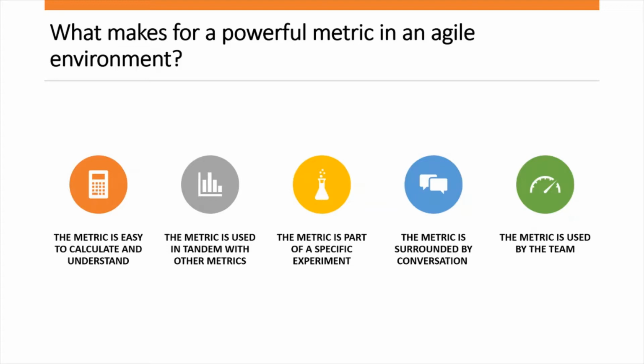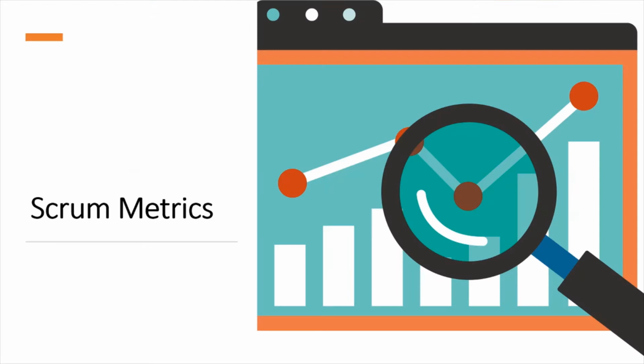And last but not least, the metric should be used by the team, which means that if the team says, okay, we don't need this metric, or we have a metric that has never been reviewed, well, in this case, it's also useless to use these kinds of metrics. Now let's review some popular Scrum metrics.